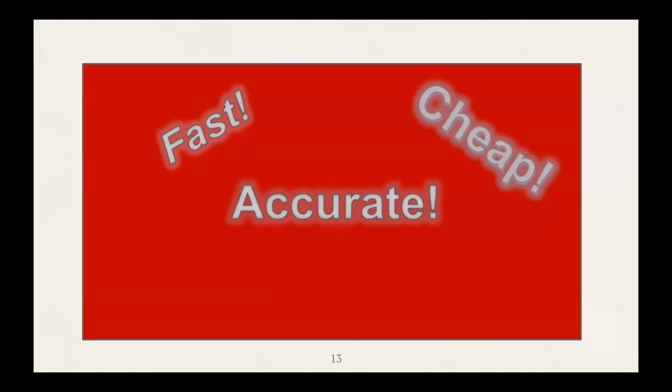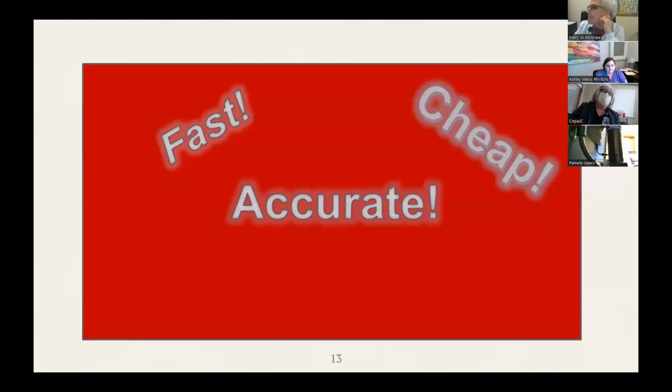Just a warning about these tests. This is something that we say a lot in the laboratory. You've probably heard it as well. Fast, cheap, accurate, pick two. You can have two of those. If you have a test that's fast and cheap, you have to really worry about the accuracy. If you want fast and accurate, well, you can get fast and accurate, but it's not going to be cheap. So with these, they tend to be fast and cheap. You have to worry about the accuracy.